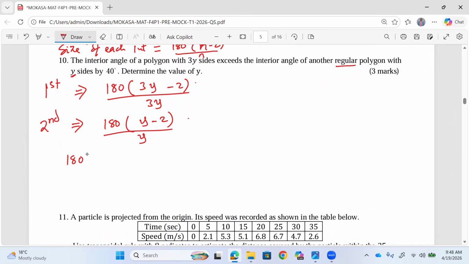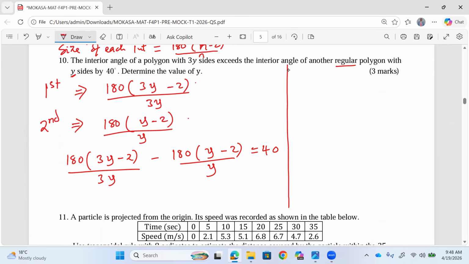The size here minus the size on this other one, we're supposed to get 40. That is now the linear equation that we are going to solve.